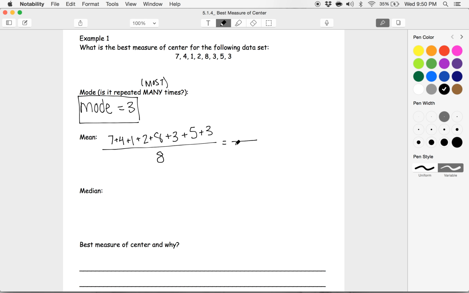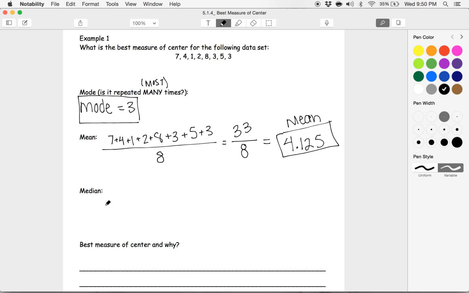Okay, so now let's take a moment and figure out what that sum was. 7 plus 4 plus 1 plus 2 plus 8 plus 3 plus 5 plus 3. Looks like I'm getting 33 divided by 8, which gives me 4 and 125 thousandths. So this is my mean. Maybe this one will be my best measure of center.